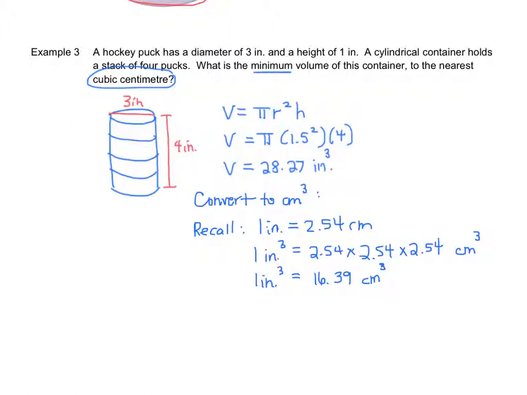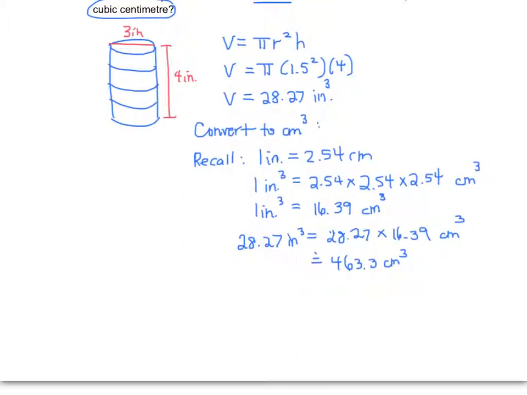And that's helpful because now if I want to convert 28.27 inches cubed, if 1 inch cubed is 16.39, then I just want to multiply 28.27 by 16.39 to convert to centimeters cubed. So the volume of the package is about 463.3 centimeters cubed.